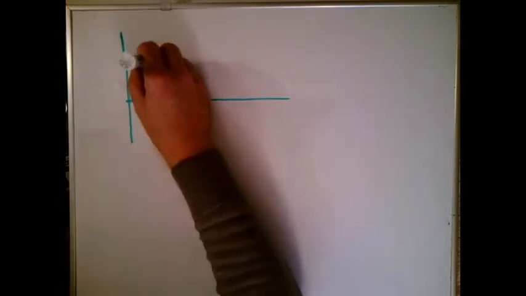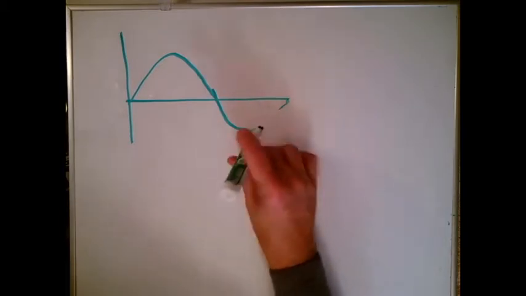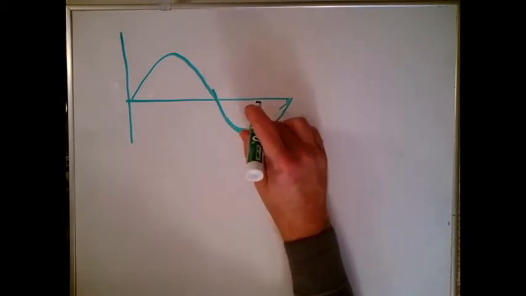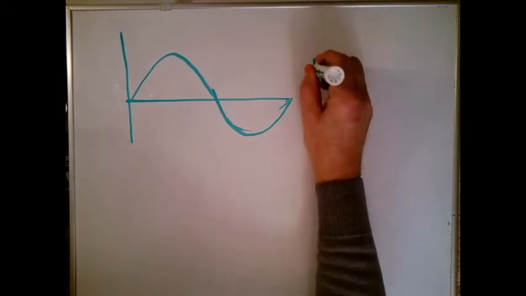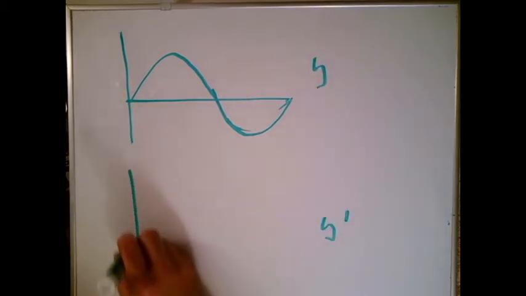We know it goes up like this, and then it comes down like this. I want it to come down a little bit more, like that. Yeah, that makes me feel better. If that's the graph of sine, what would the graph of the derivative of sine look like? Well, we know how to do this.